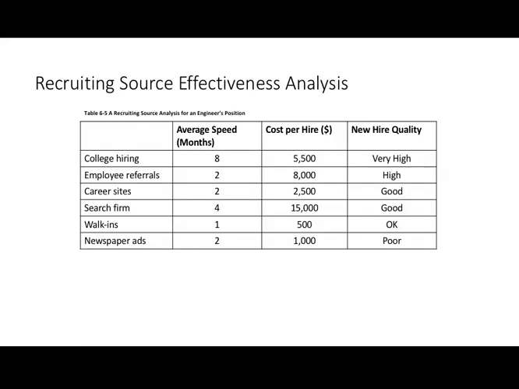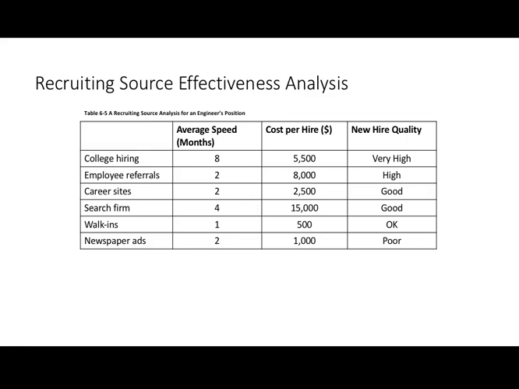This slide is a really effective tool to use. It's table 6.5 in your textbook, chapter 6. And it's the recruiting source effectiveness analysis. And so this gives you a good idea of the kind of data you need to collect in order to be able to do your metric analysis. Number 1, in the left-hand column, we have all the sources that we use: college hiring, employee referrals, career sites, search firms, walk-ins, newspaper ads.